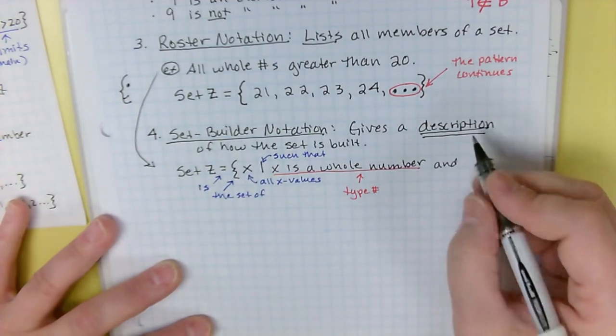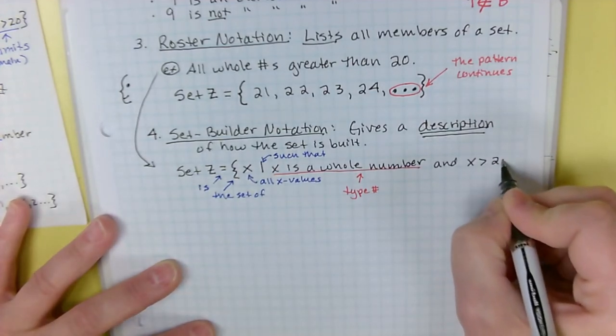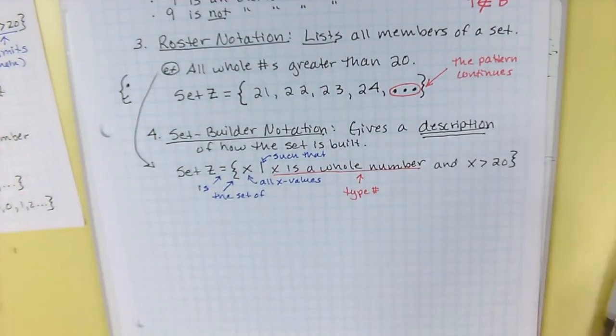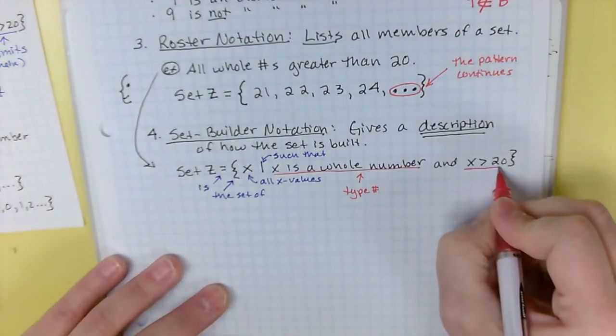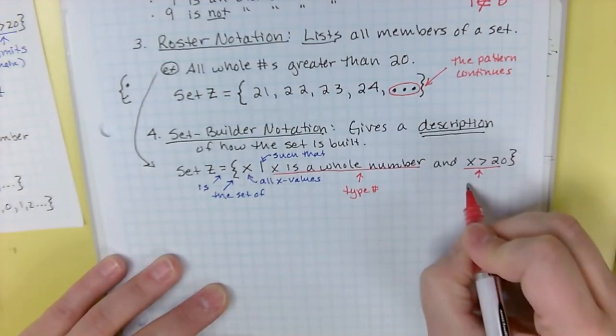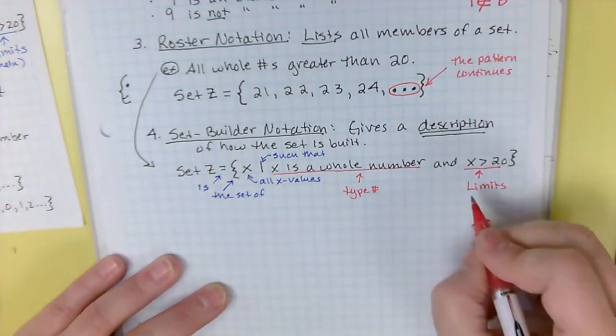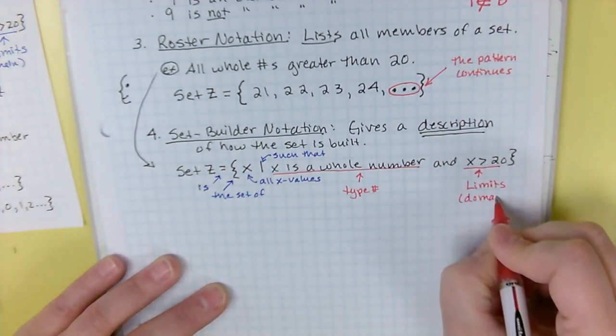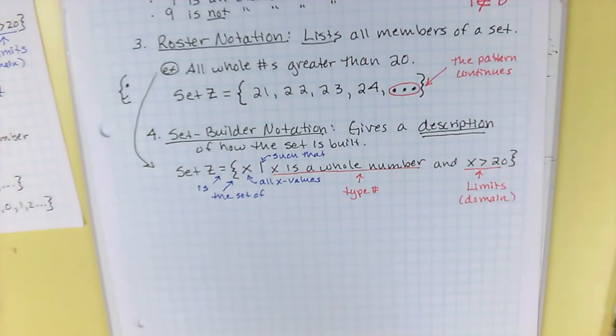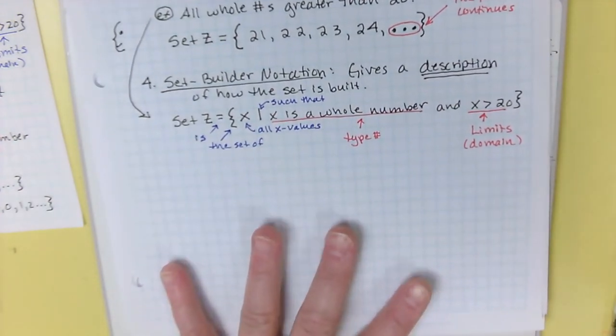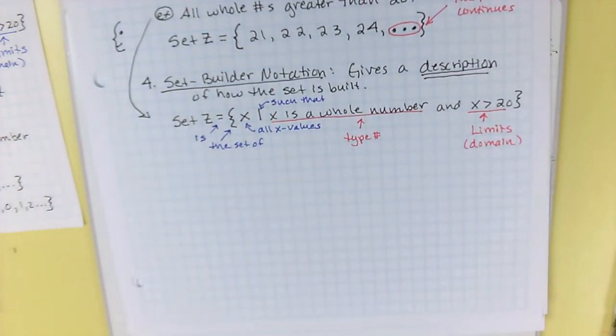And here's the limits. X is greater than 20, close with the brace. So the second part is an inequality. It's the limits on X. What is it greater than? What is it less than? It's basically the domain of X. So the number type goes first, and then the description of what its limits are.